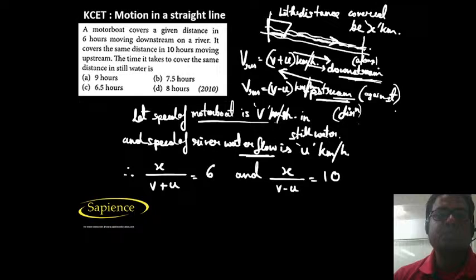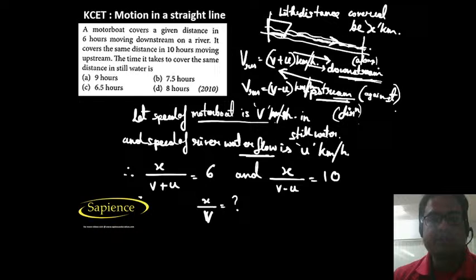And it is told the time it takes to cover the same distance in still water. It means x by v, speed of the boat. That has been asked. So from here we can say that (v plus u) by x is equal to 1 by 6, obviously. (v minus u) by x is equal to 1 by 10, obviously.